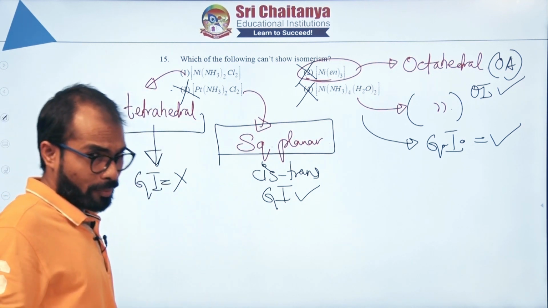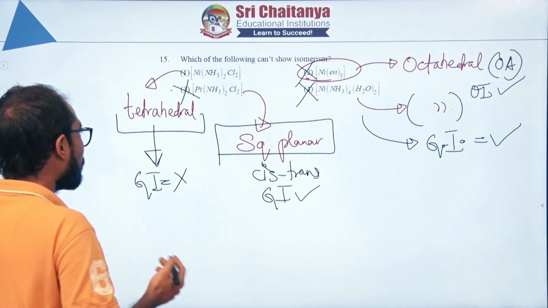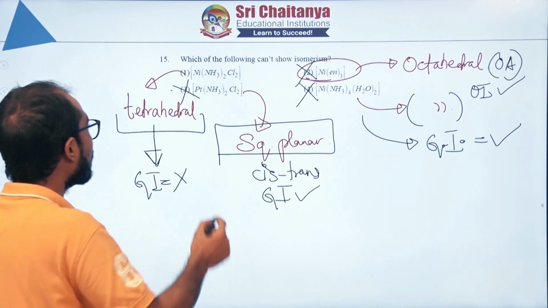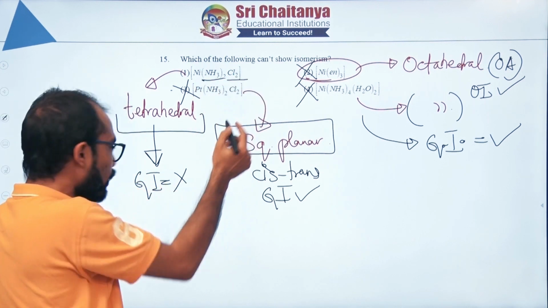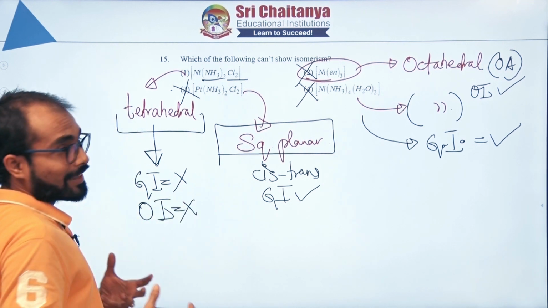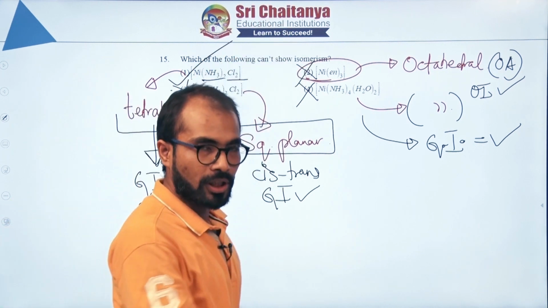So you cannot make a relative change. So there is never geometrical isomerism in this particular case, but it can show optical isomerism only when all the 4 ligands are different. But here the 4 ligands are not different. So it will also not show optical isomerism, and the question is asking who is not going to show isomerism. That makes my answer option number 1.